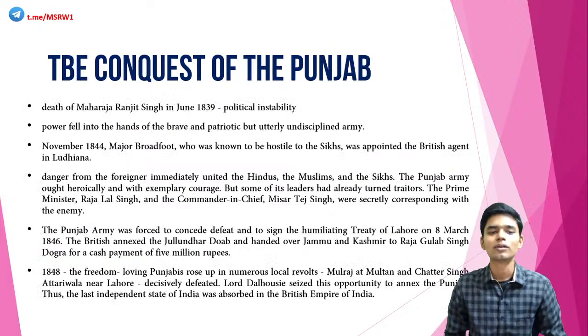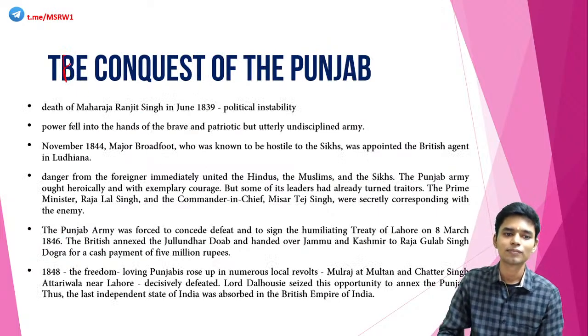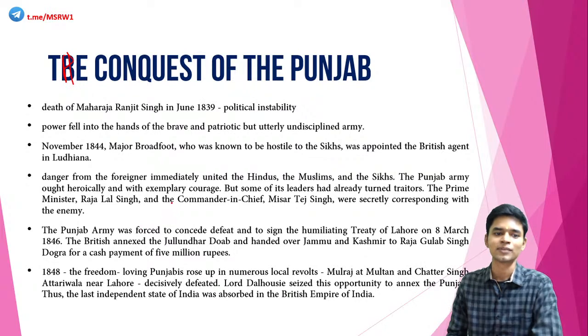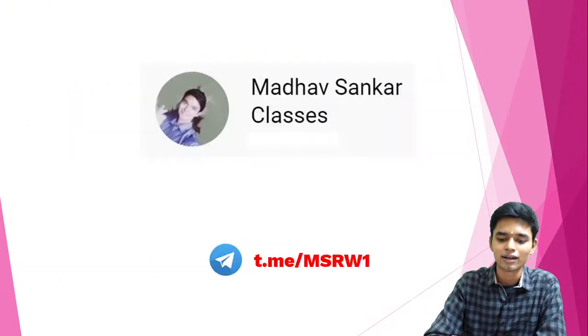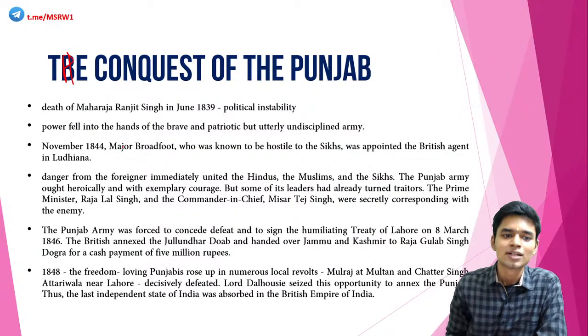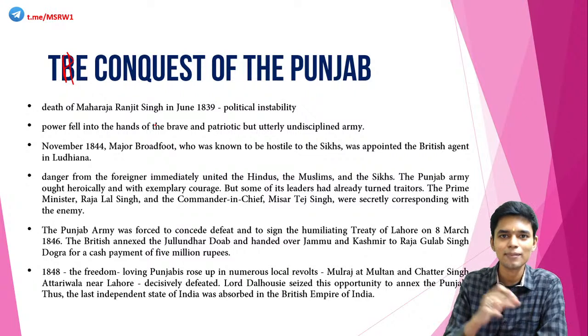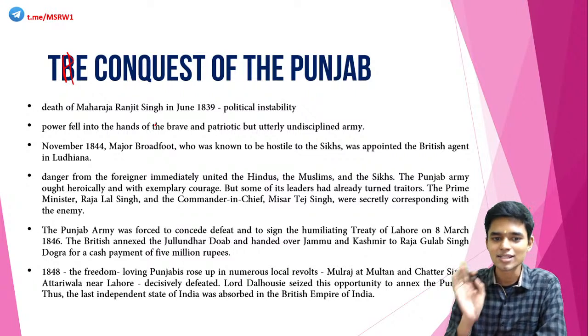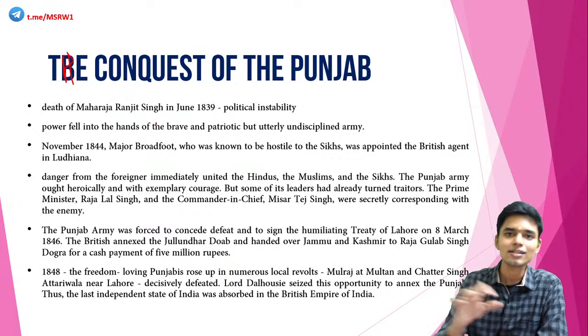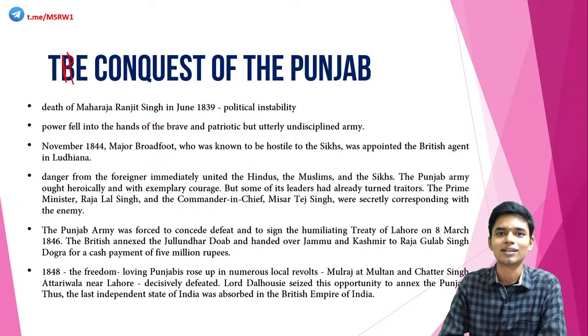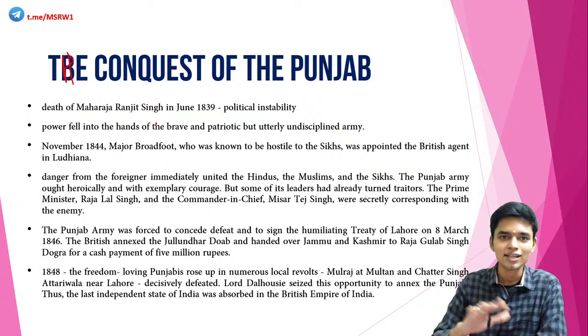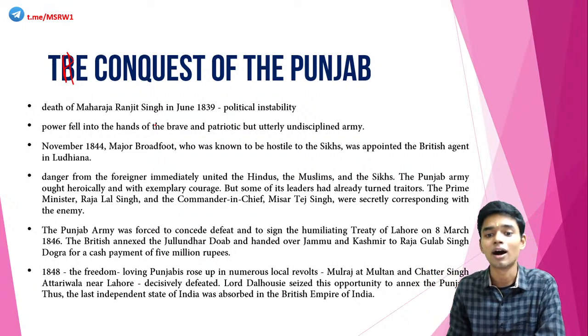Now Punjab, the conquest of Punjab. Last chapter, and we have come to the end of this session. Yesterday I told you that Maharaja Ranjit Singh was the key between Punjab and the British. Ranjit Singh died in 1839, and after his death there was instability throughout the territory of Punjab. Finally, the power fell into the hands of the Punjab army.